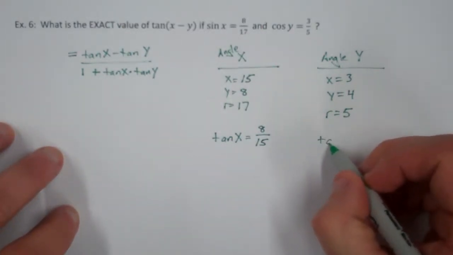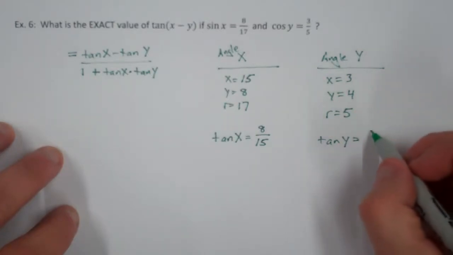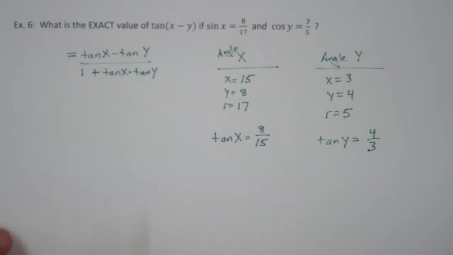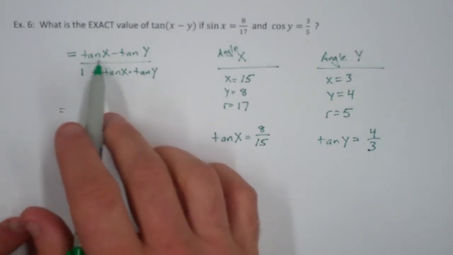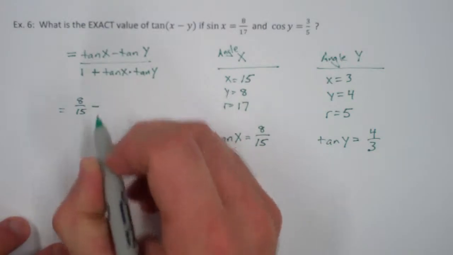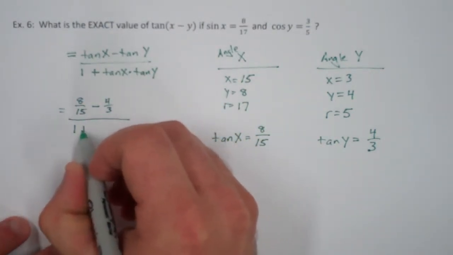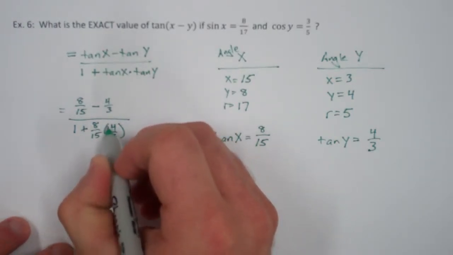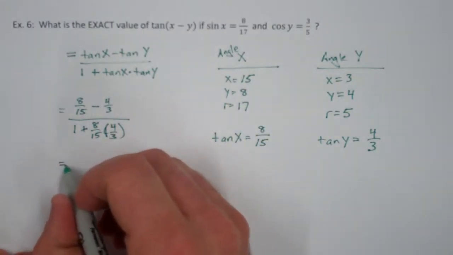And then the tangent of angle y is going to be, and this is angle y, we need y over x. Now what we need to do is take those little expressions here, the tangent of x, out and substitute a fraction that it's equal to in. And we've got the tangent of y at 4/3. All over 1 plus 8 over 15 times 4 over 3. There we go.